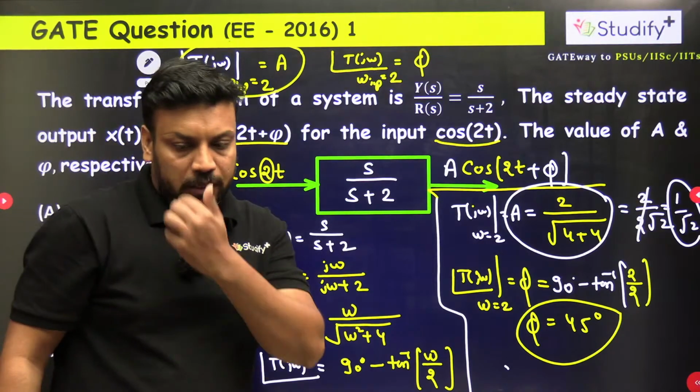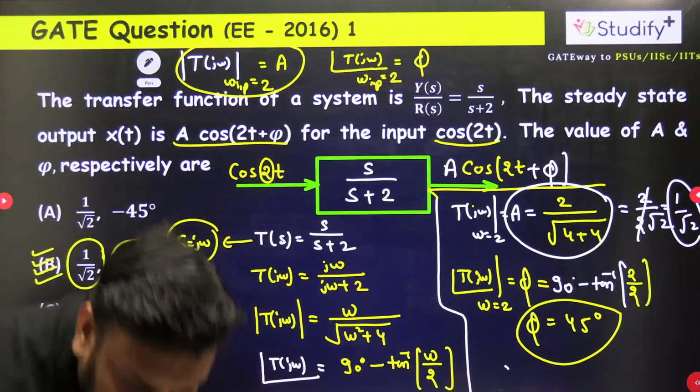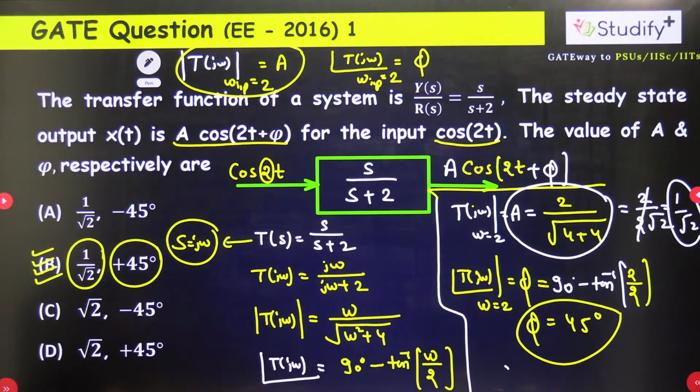Is this clear beta? Is this clear? Yes. So take your time now and complete this question. After that, we'll go for the next question.